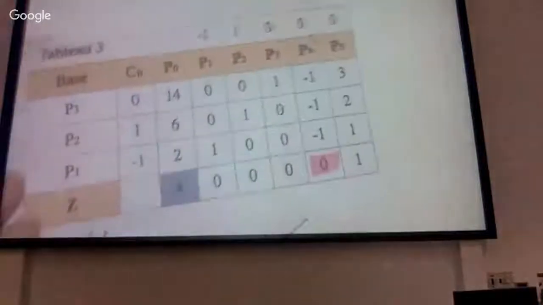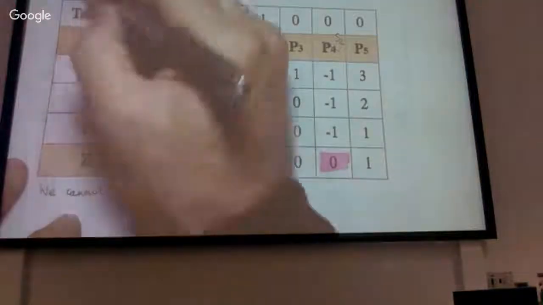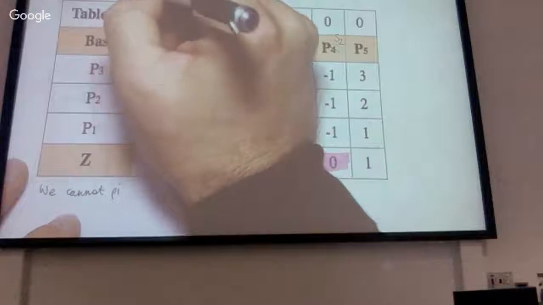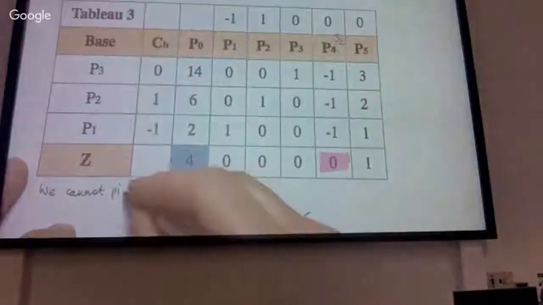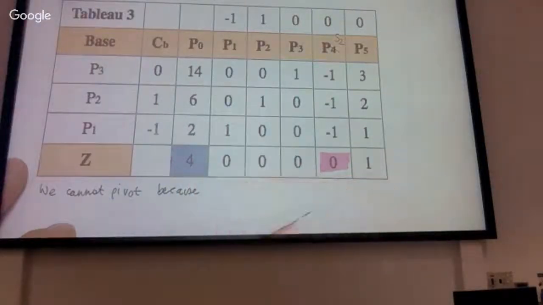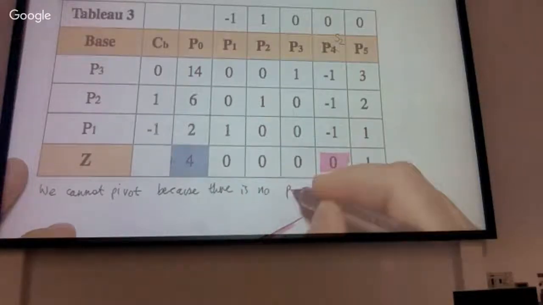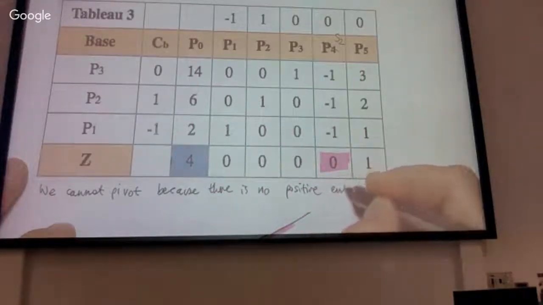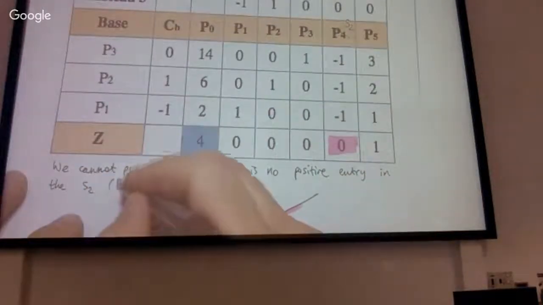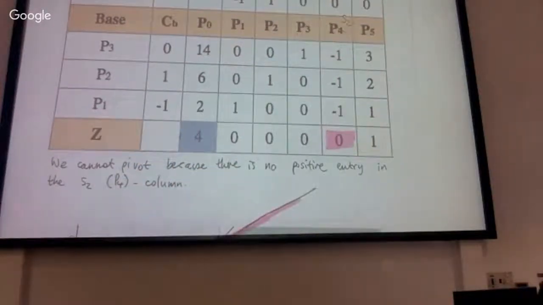Okay, so I'll write it. You don't have the table, so just watch. So this is the optimal tableau, or an optimal tableau. But we cannot pivot because there is no positive number in the S2, well, that's P4 in this case, column. Okay, so we can't find another basic feasible solution that will also be optimal.